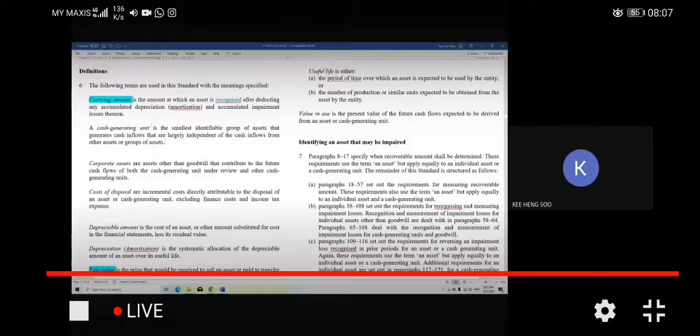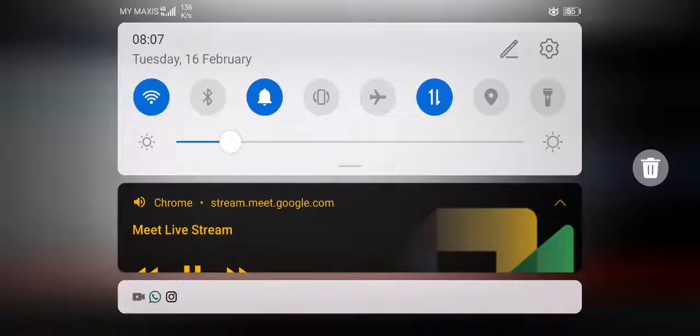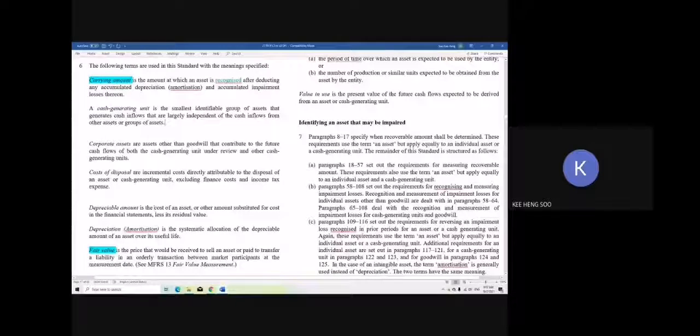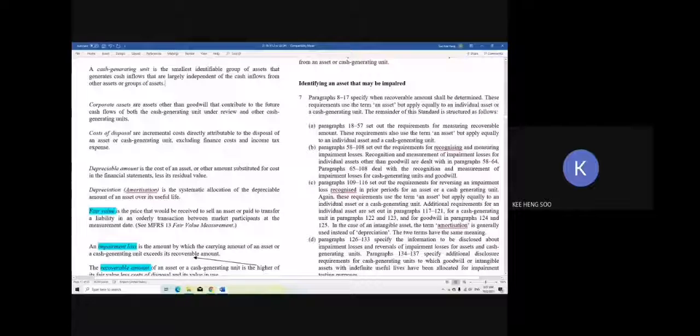Anything you need to extend, no need to know. Cost of disposal, later you're going to talk about what they are. Depreciable amount, you studied before in your IAS 16. Depreciation also. Fair value, remember this is within the market participants.